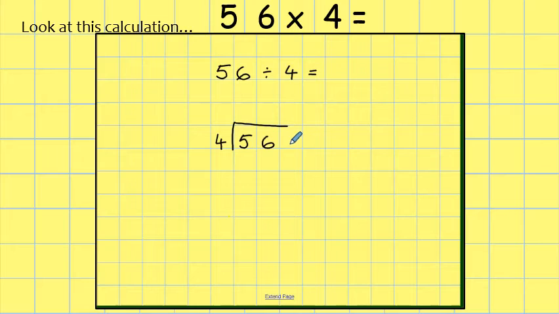We know that we're going to now work with our tens number. So we've got 5. How many lots of 4 are there in 5? Well, there's 1 lot of 4 in 5, and we have 1 left over, don't we?